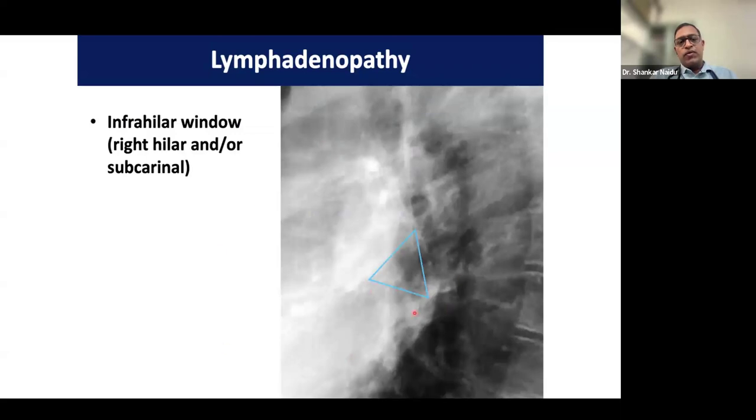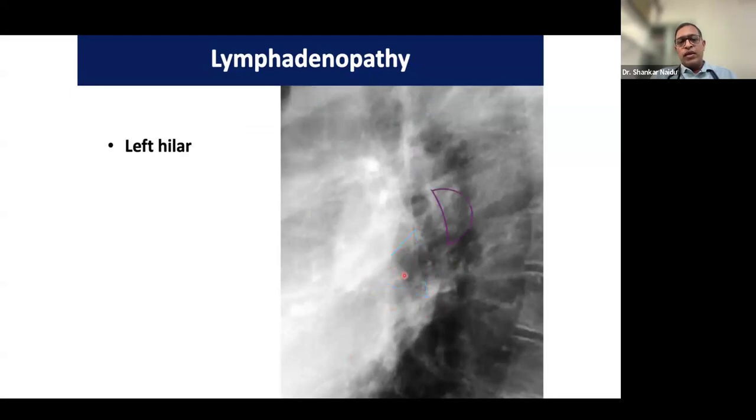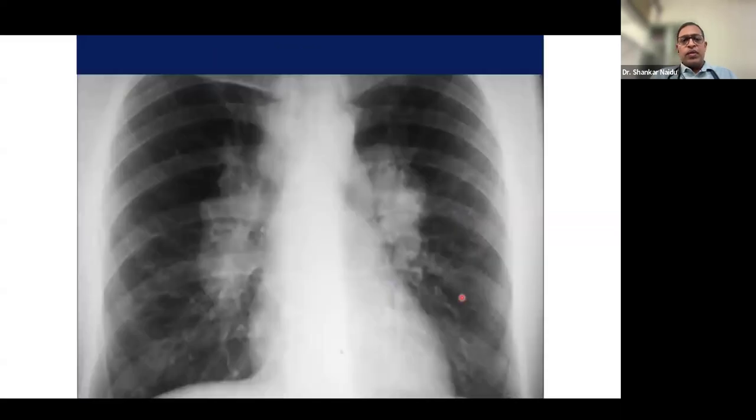This is the area marked for infrahilar window, where you can see lymphadenopathy due to right hilar lymph node enlargement or subcarinal lymph node enlargement. Then this would be the area for the left hilar lymphadenopathy. If there is an opacity in this area, that would indicate a left hilar lymphadenopathy. Then this would be the area for the subcarinal lymph nodes. So if there is a subcarinal lymphadenopathy, the opacities will appear in this particular area.